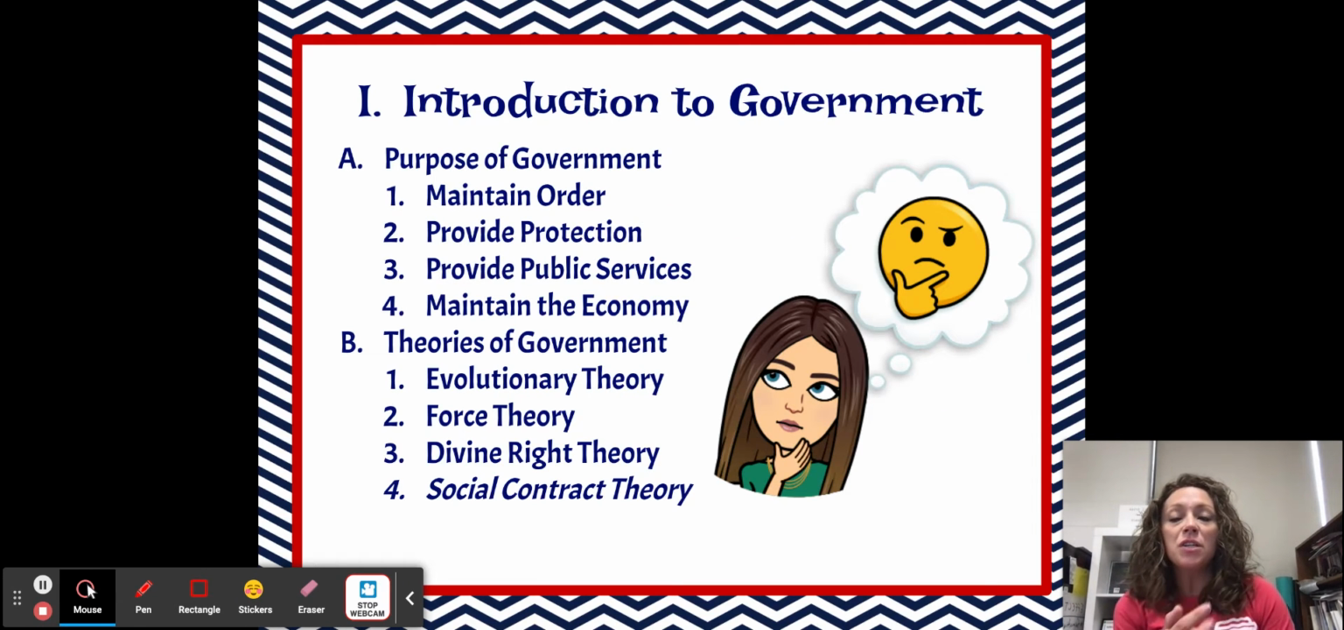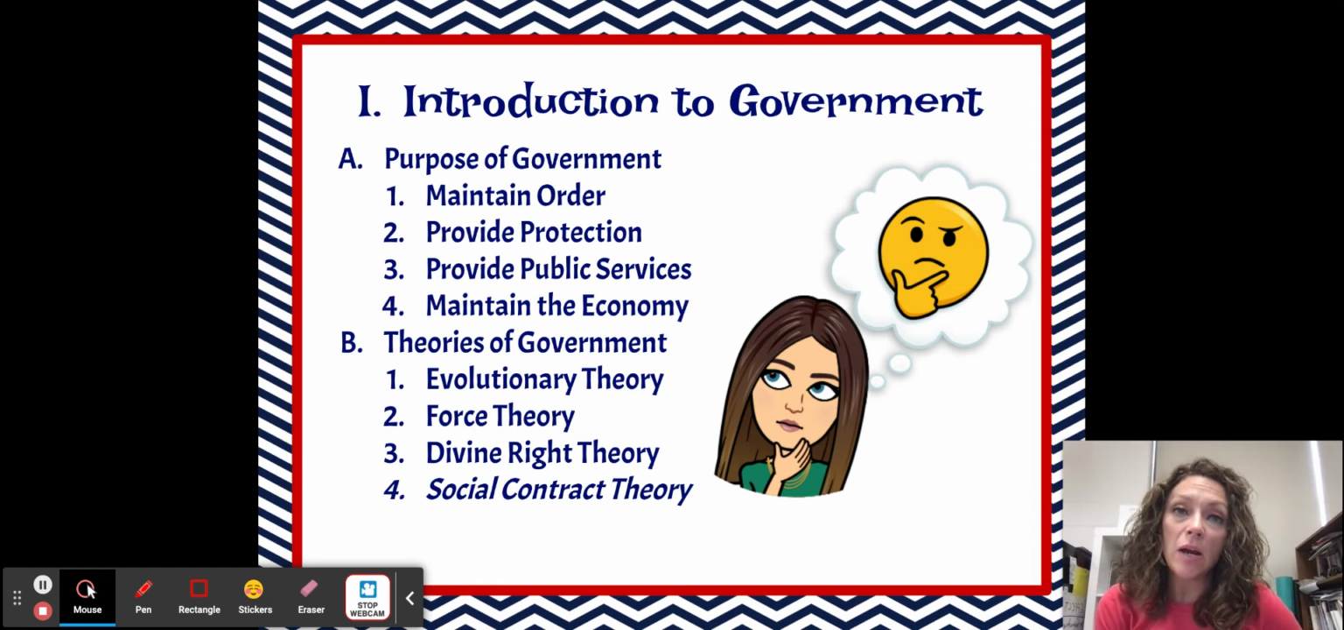We're going to look at first the four purposes of government. And in class, we talked about these as the four common characteristics of government. So every government is going to have these same things, okay? Their main job is to maintain order. One of the things that we need government for is to maintain a sense of order. If there was no law and there was no order, we would be running around like crazy people, right? So we've got to have that sense of order.